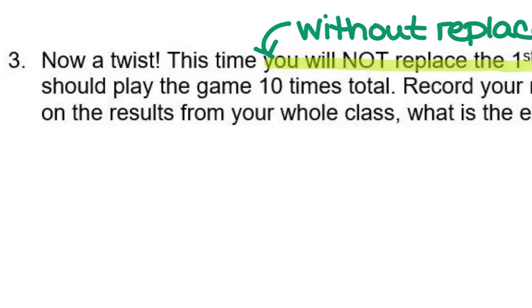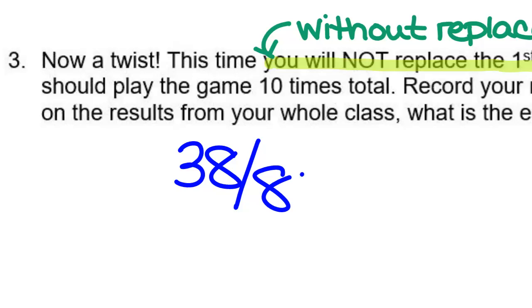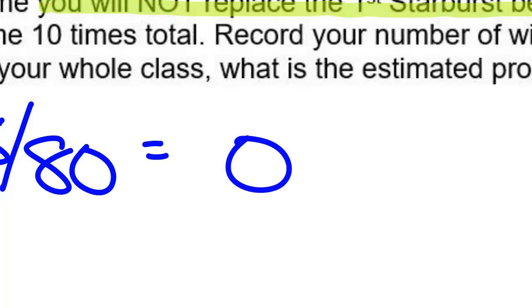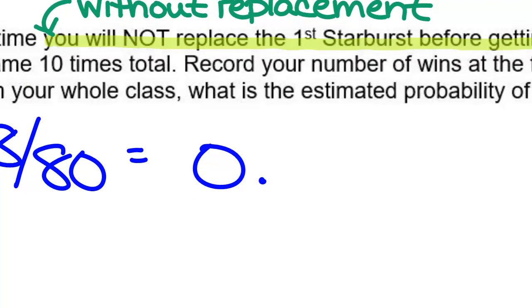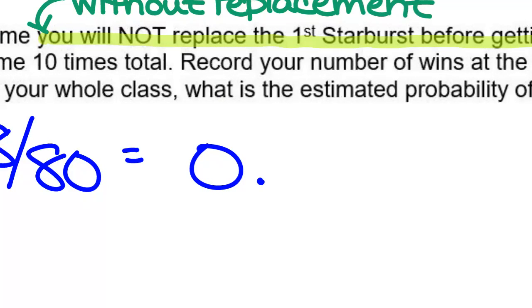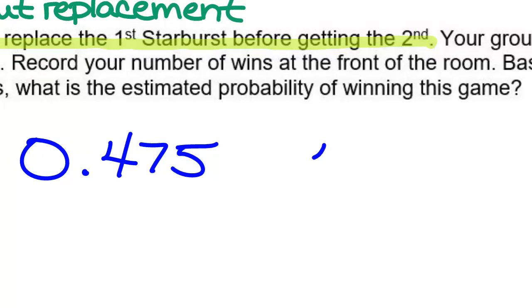And I came around and got your numbers. We had 38 wins out of 80 games. What is 38 divided by 80? Oh, no, that's not right. I didn't type in the 3. 0.475 or 47.5%.